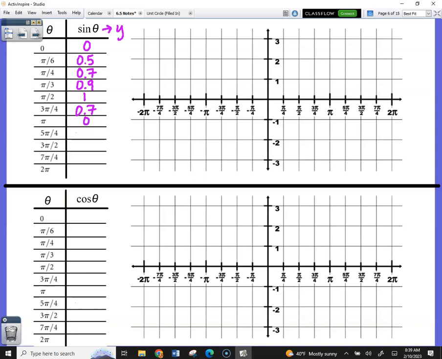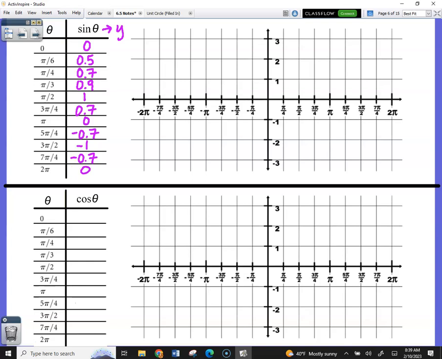5 pi over 4 is going to be negative square root 2 over 2. 3 pi over 2 is the due south one, so the y coordinate is negative 1. 7 pi over 4 is negative square root 2 over 2. And a full rotation, 2 pi, what's the y coordinate? 0.